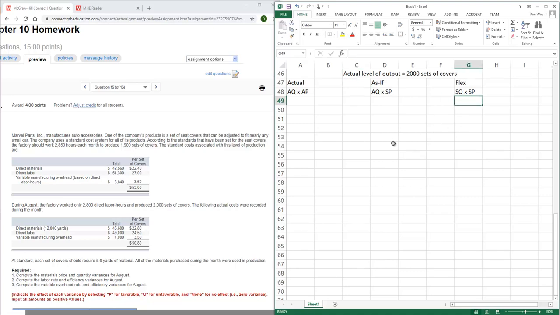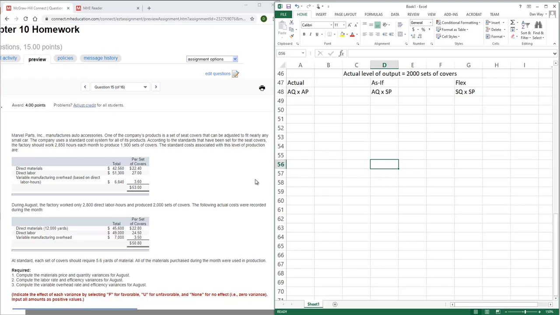So let's think about our standards first. We want to incorporate our standard quantity and our standard price for materials, and we want to make sure we account for the actual level of output. So first, let's take a quick look at our standards and make sure we're clear on what this stuff should cost. And I'll do some scratch work down here.